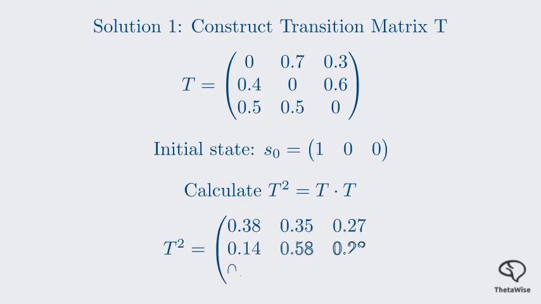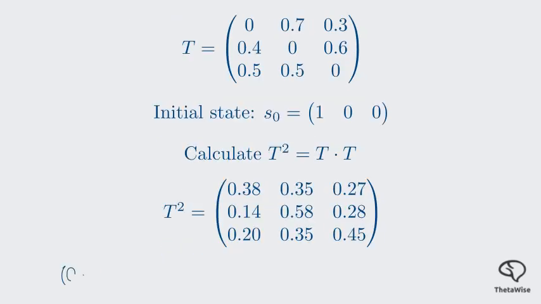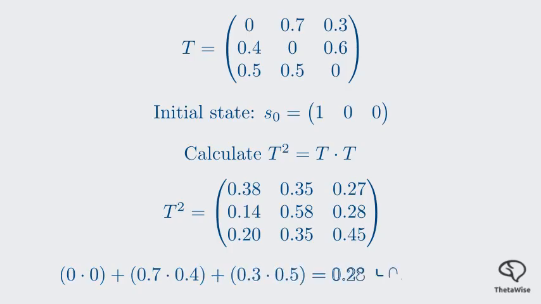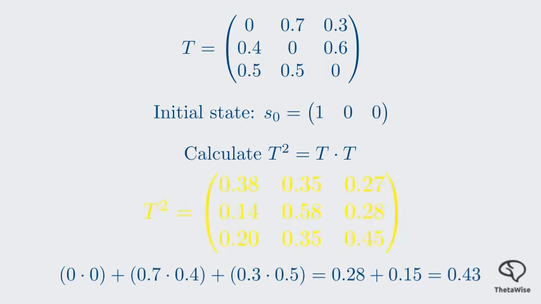Multiplying T by itself gives us T squared. For example, the element in row A, column A, is 0.6 × 0.7 = 0.42 plus 0.3 × 0.5 = 0.15, which is 0.28 plus 0.15 equals 0.43.